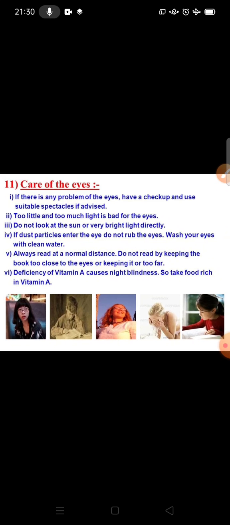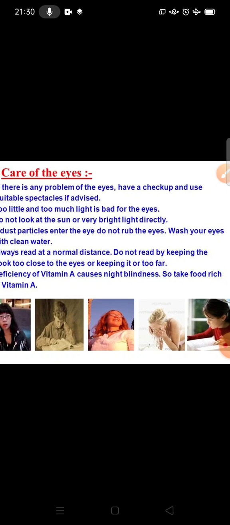Next, deficiency of vitamin A causes night blindness, so take food rich in vitamin A. Some corrective measures also: wearing specs in case of any vision defect, eating a vitamin-rich nutritious diet, and visiting a doctor if required.